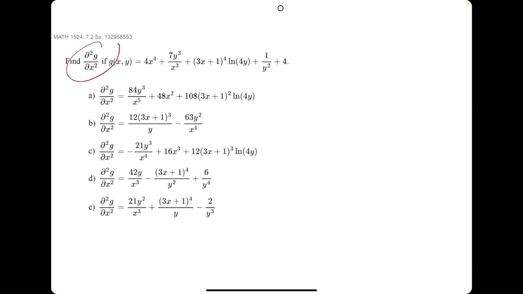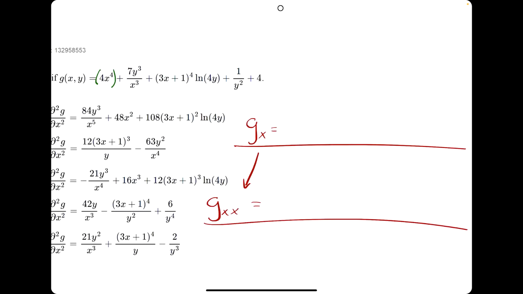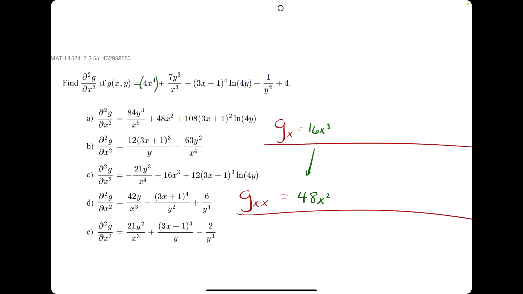In this problem, they ask us to find d squared g over dx squared. What that means is we need to first find the derivative of g with respect to x, or gx. Then we'll find the derivative of that with respect to x again. So it's the second derivative, both with respect to x. Starting with 4x to the 4th, we get 16x cubed. And if we took the derivative of that, we'd get 48x squared. And frankly, there's only one answer with 48x squared. So A must be our answer.